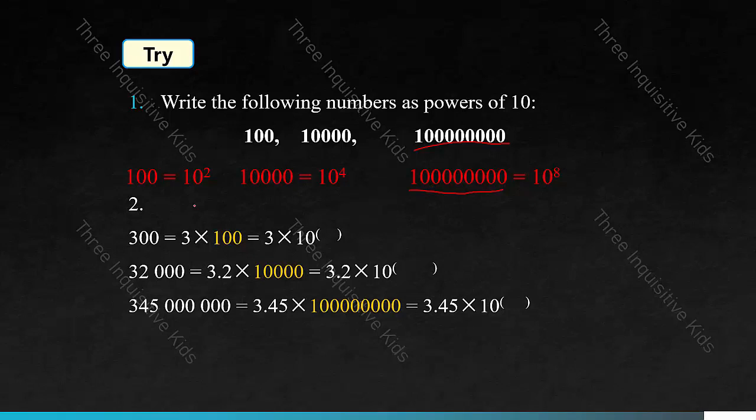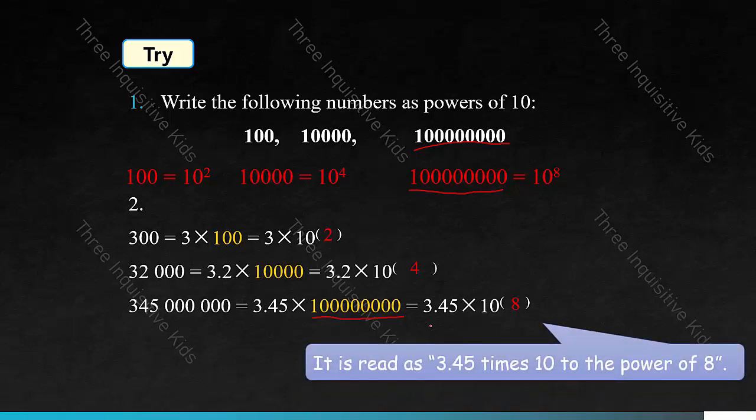For the second problem, we have 300, which equals 3 times 100, which equals 3 times 10 to the second power. 32,000 equals 3.2 times 10,000, which equals 3.2 times 10 to the fourth power. And since we already know that this number is equal to 10 to the 8th power, then the exponent will be 8. And so this expression would be read as 3.45 times 10 to the power of 8.